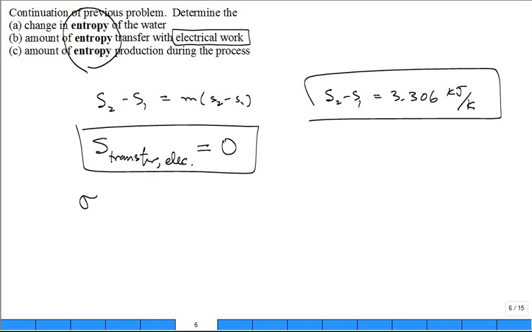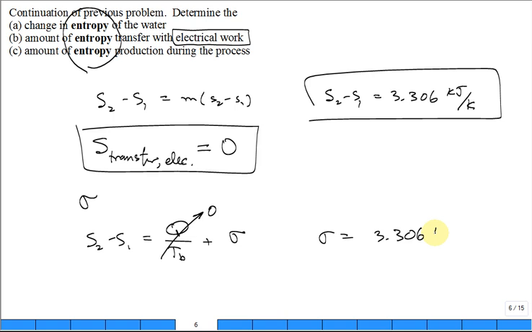And how do we solve for that? Well, we do an entropy balance, so the change in entropy is equal to the heat transfer coming in divided by the boundary temperature plus the entropy generation. The heat transfer in is 0 because it's electric energy coming in, but not heat. Got it?